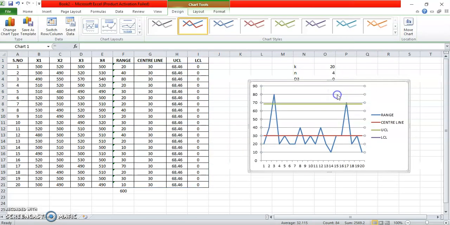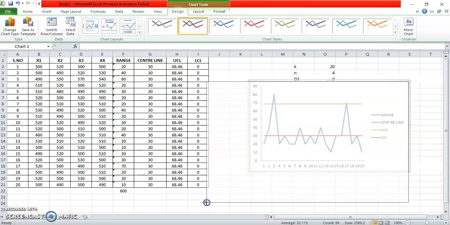and here comes your chart. Make it more clear. I'll just delete the grid lines. We'll explain it more, but first we have to expand it.